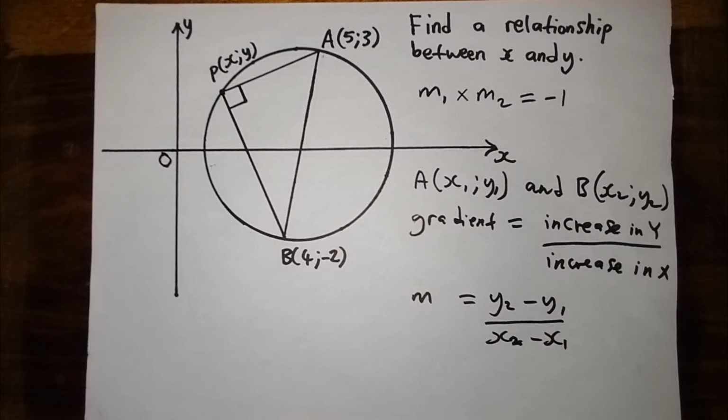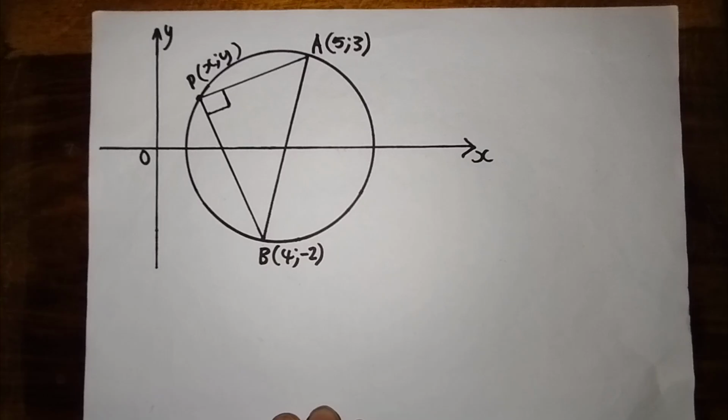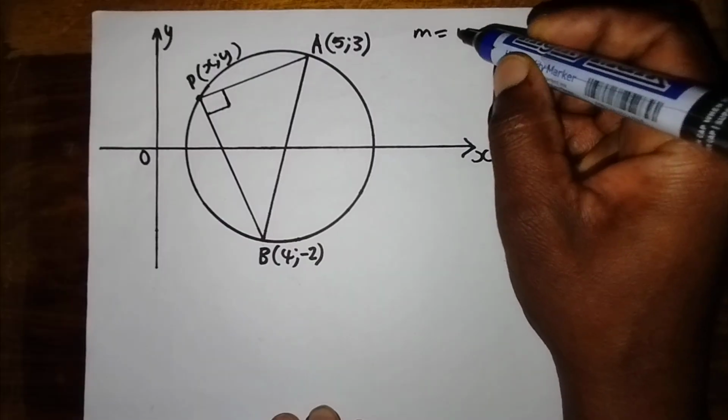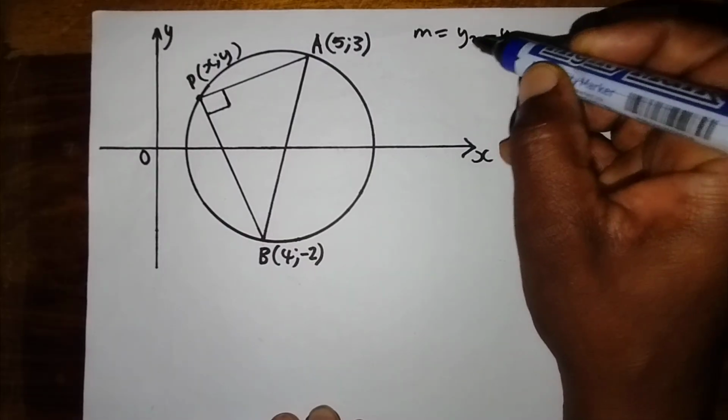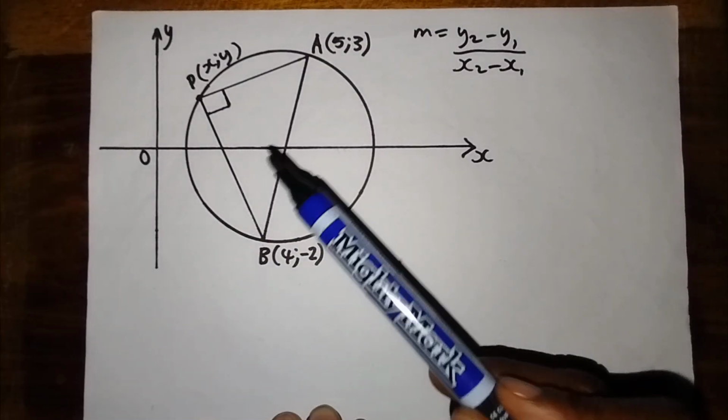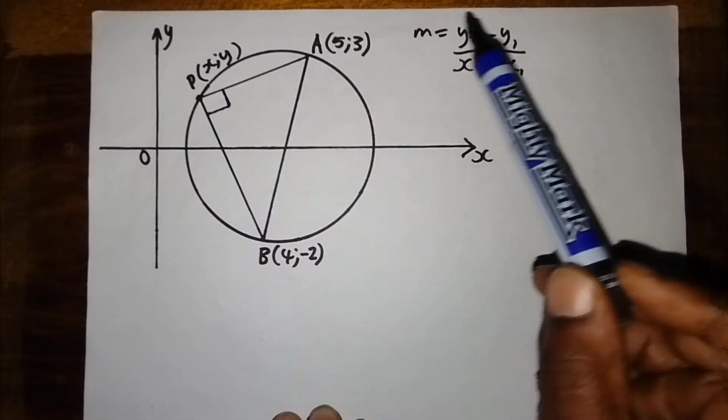So we are going to use this equation to find the gradient of line AP and the gradient of line BP. y2 here is the y coordinate of, say, point B, and y1 is the y coordinate of, say, point A, and x2 is the x coordinate of point B, and x1 is the x coordinate of point A. So we are going to find the gradient of line AP using this equation, m equals (y2 minus y1) over (x2 minus x1), substituting the values at these points.